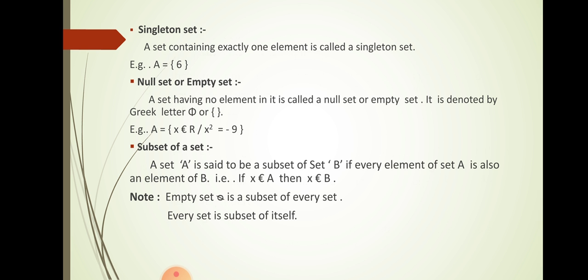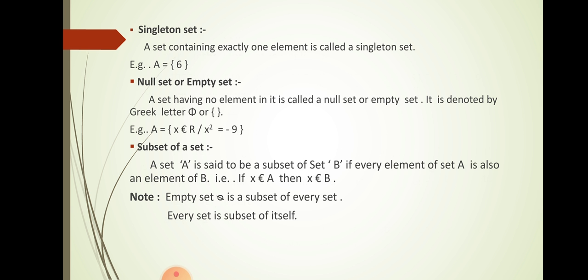Then we see the concept of singleton set. A set containing exactly one element is called a singleton set. For example, capital A is equal to the set {6}. In this set, only one element is present. Therefore, it is called a singleton set.